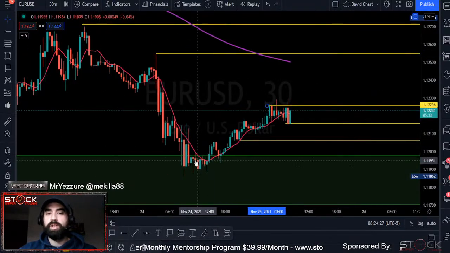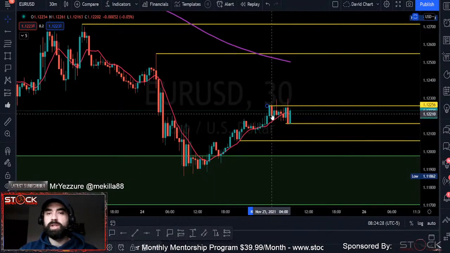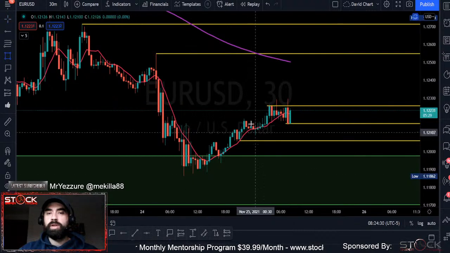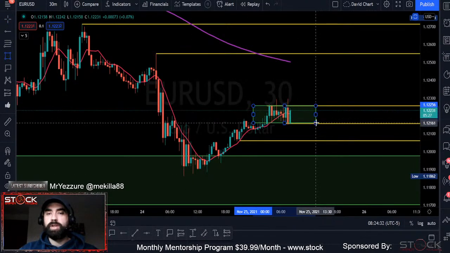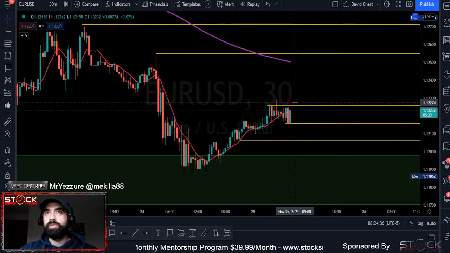EU's looking pretty good. Nice little bounce. Look at this consolidation area right here. On the 30-minute, you can see it. All right, they pushed it up here. Now we're consolidating for its overall next move.